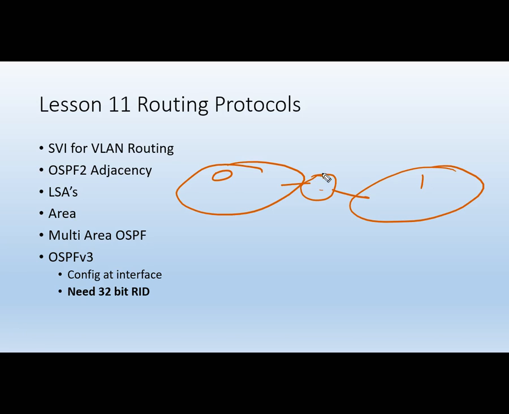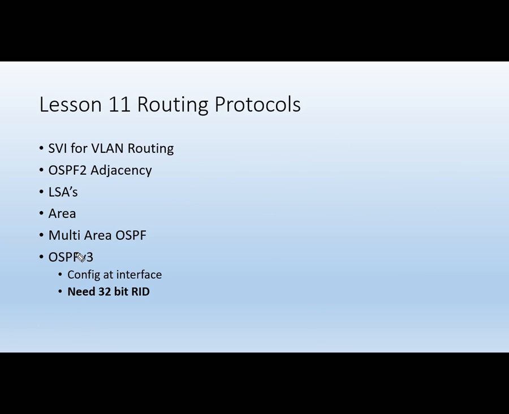When you see IA, inter-area, that means that the route came from a different area. We have inter-area capabilities with these things. They can share between routers.